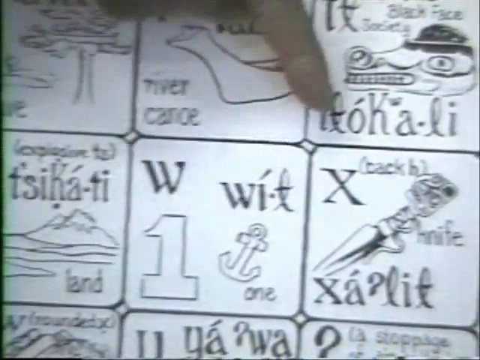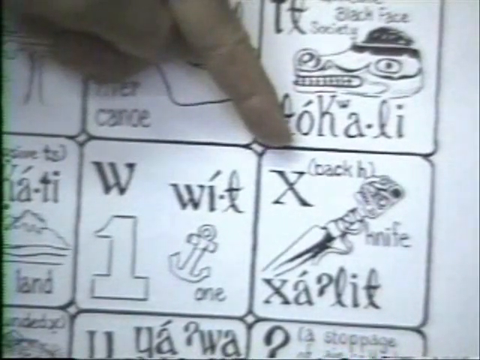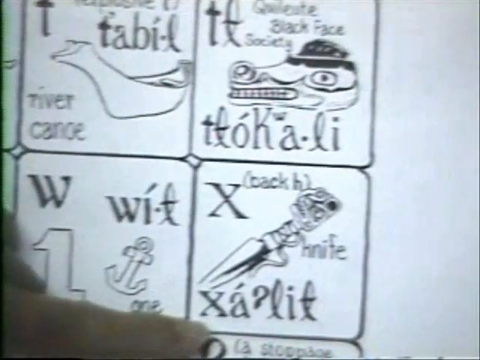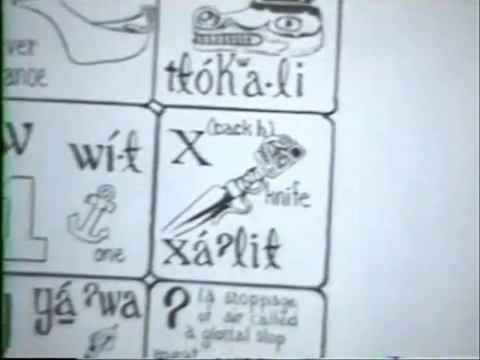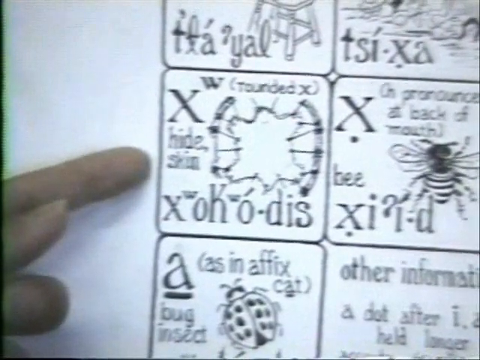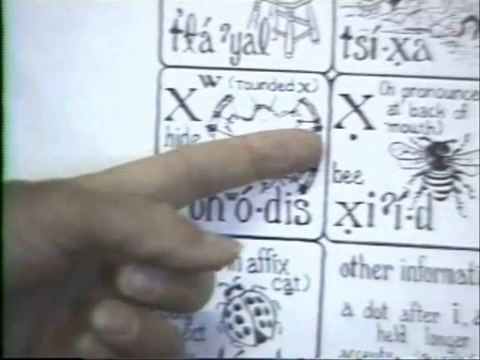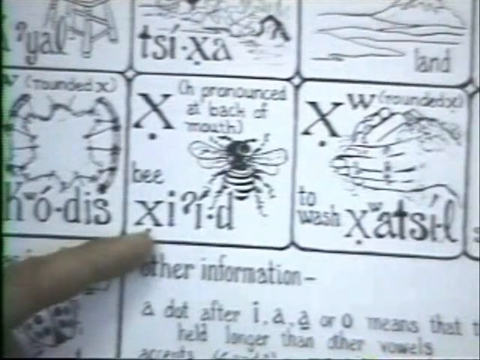And then the X's. Quileute. Hear the stop before the L. It's not Quileute, it's Quileute. Rounded X, as in hokodis, the word for a skin. Back X, pronounced at the back of the mouth. See the dot underneath. Tells us it's at the back of the mouth.